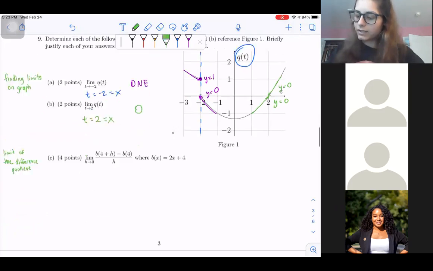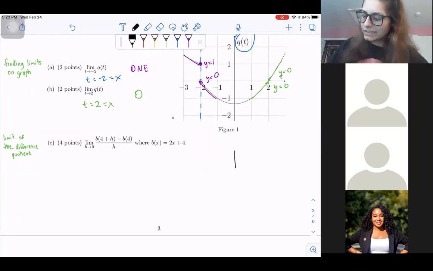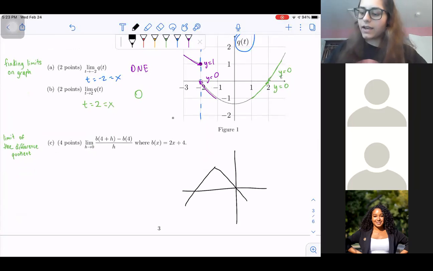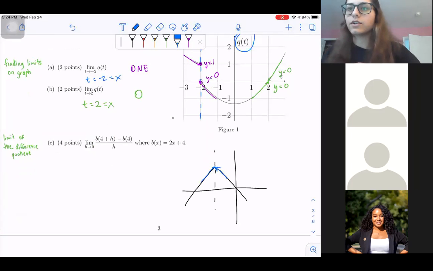If you have, I forgot what it's called, like a sharp edge, and you're trying to find the limit right here, you will have a limit because your arrows will meet. But you will not have a slope.